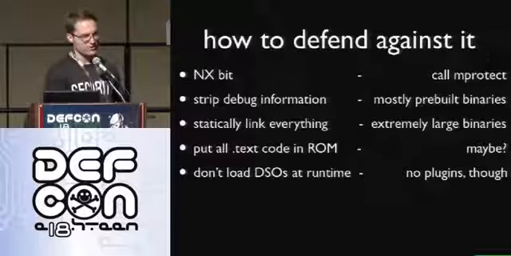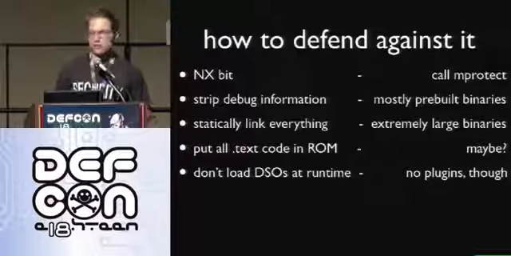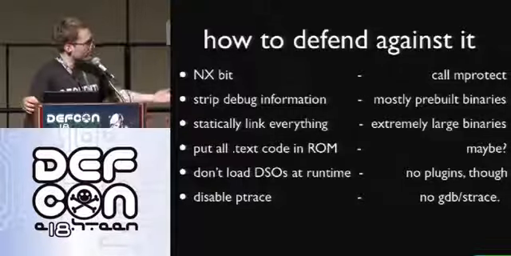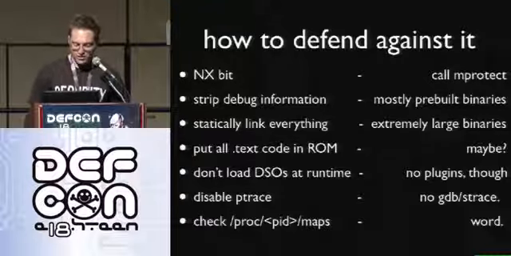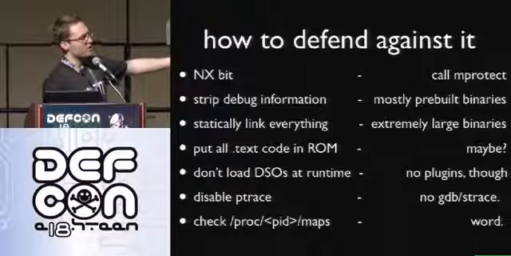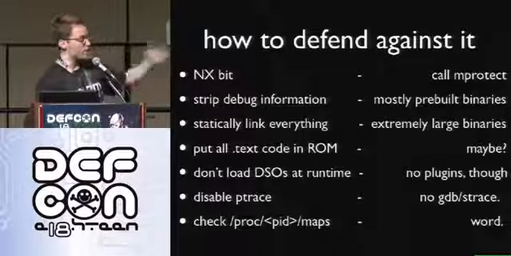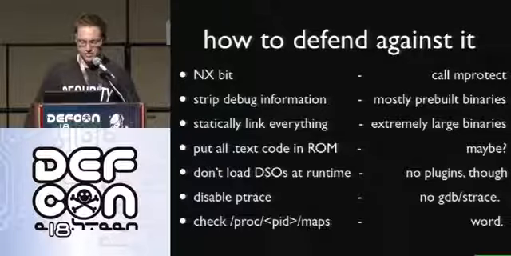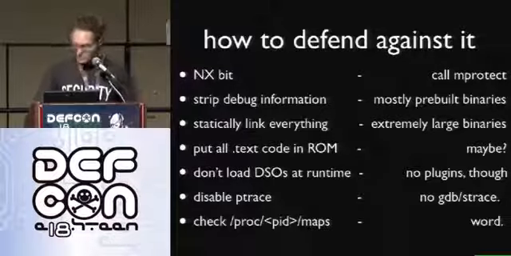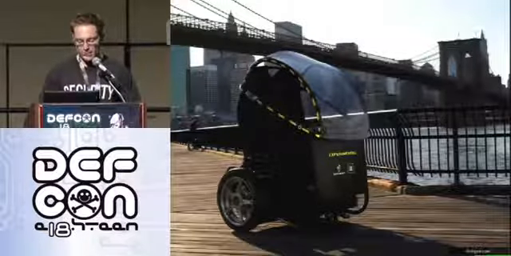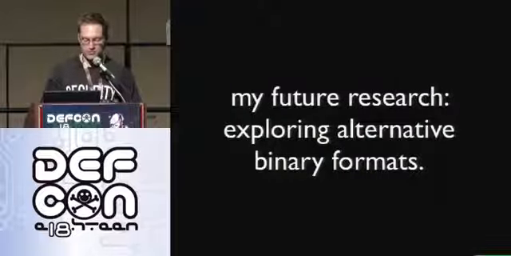You can also not load DSOs at runtime. The problem with that is you sacrifice any and all plugin architectures that are out there. You can disable ptrace, but ptrace is pretty sweet. If you disable ptrace, you lose GDB and you lose strace, and both of those are really useful. You can also check /proc/pid/maps. That works. If you watch /proc/pid/maps all day long and somebody injects a library in, it'll appear there, and you can see, hey, this evil.so is now running in my process. So that would actually work. It's just kind of painful to do. Looking forward, on more experimental stuff, my future research is going to be geared toward exploring alternative binary formats and other crazy things you can do.